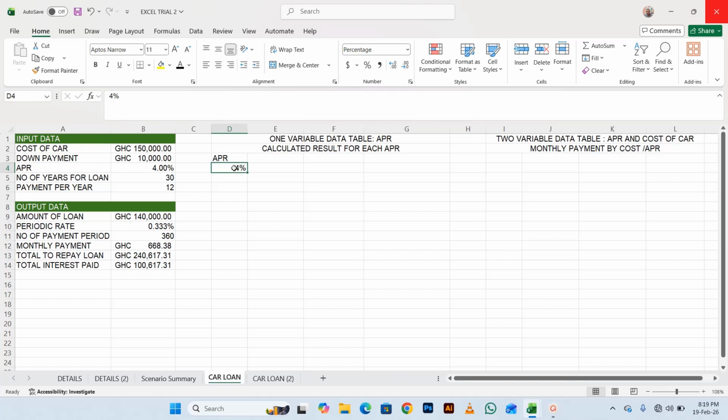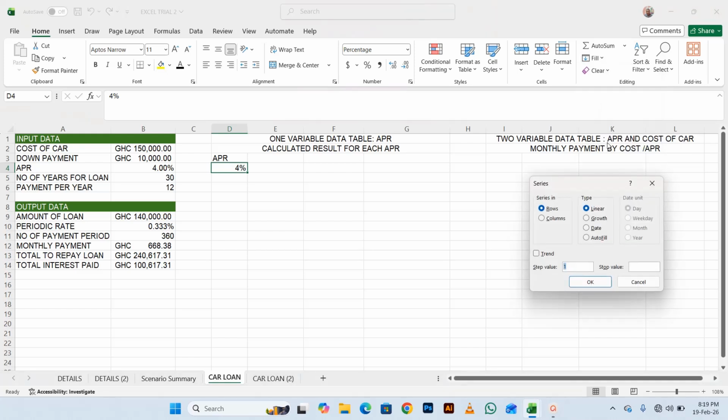So to do that, we click here on the cell, we go to the home tab, then we select fill. We are filling what? A series. So you click on the series, and then you go for column. We are filling the column. We are not doing it like this. We are doing it like this.